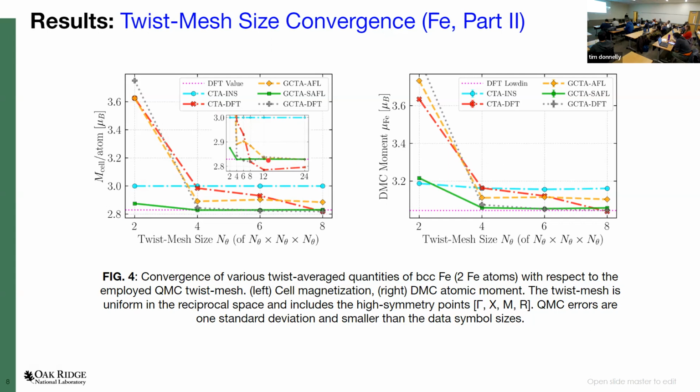In this case, surprisingly, the conventional GCTA DFT actually also gets the correct magnetization, even though the charge may not be correct. And then if you look at the DMC moments, which come from the spin density around the atoms, you will see that it mirrors what is shown on the left very, very closely. And that tells you that it's very important to set the correct occupations for each K point to be able to achieve fast convergence in the magnetic moment as well.